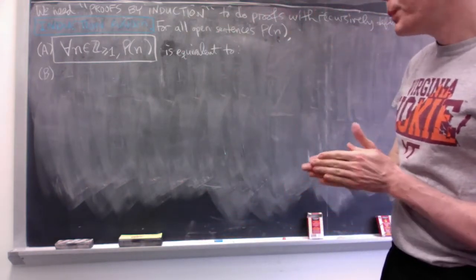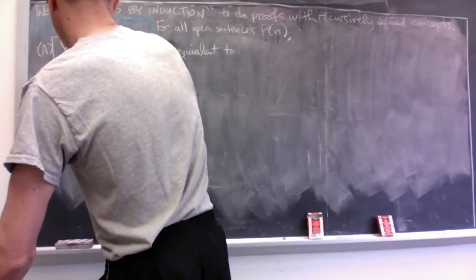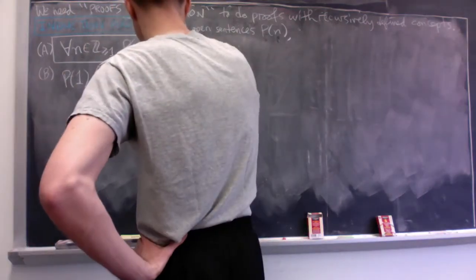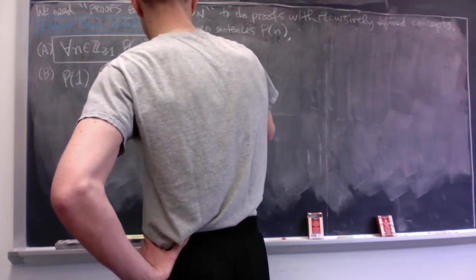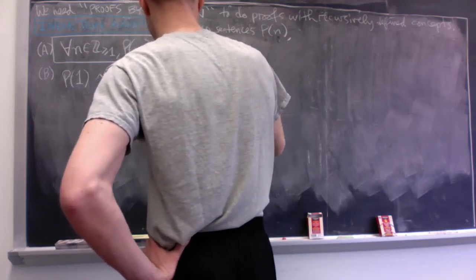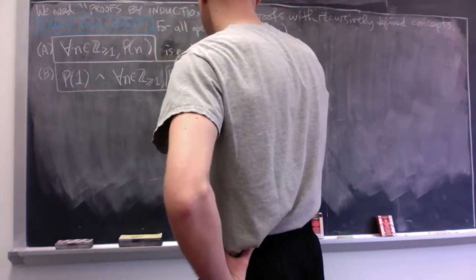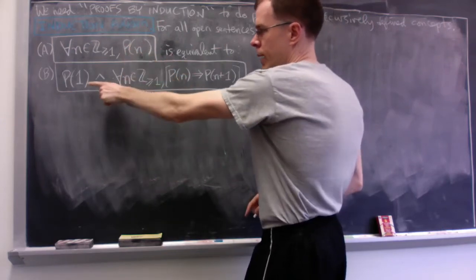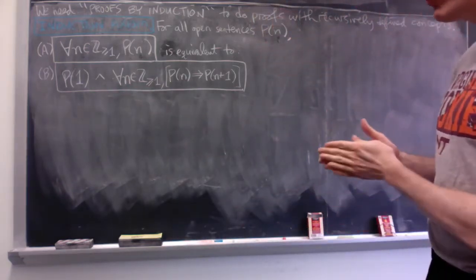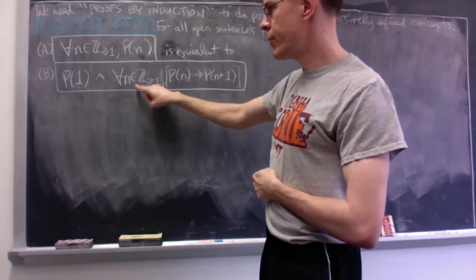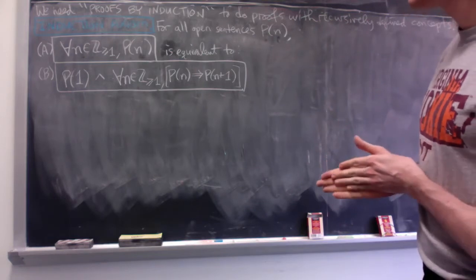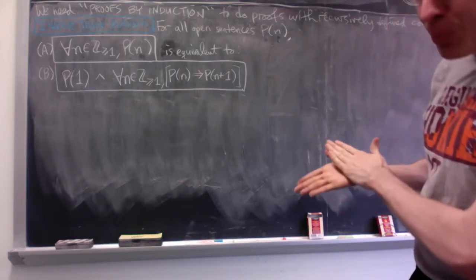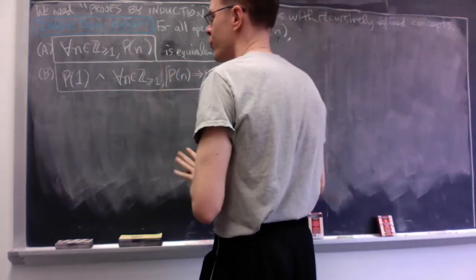Here's statement B. P of 1, and for all positive integers n, if P of n is true, then P of n plus 1 is true. This whole thing is statement B, and the axiom itself is saying that this simple-looking universal statement is equivalent to this complicated thing. Okay. And what we're going to eventually do is prove things like this by instead proving this complicated thing, which might seem ridiculous. Why do something complicated when you can do something simple? But it's going to turn out, as we'll see very shortly, that the complicated thing is much, much easier to prove than the original thing, for reasons we'll come to.